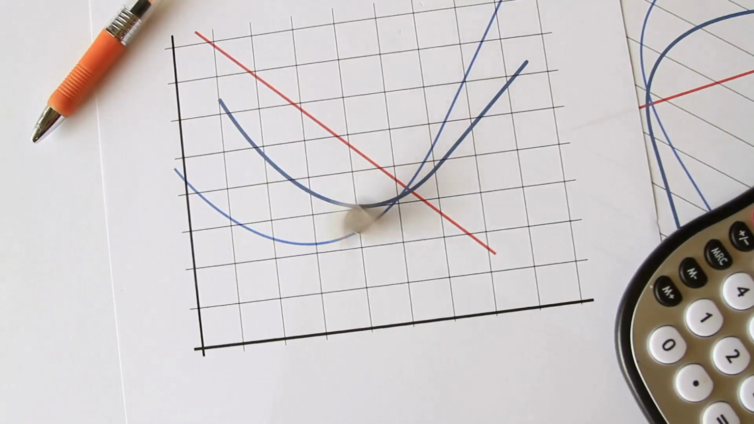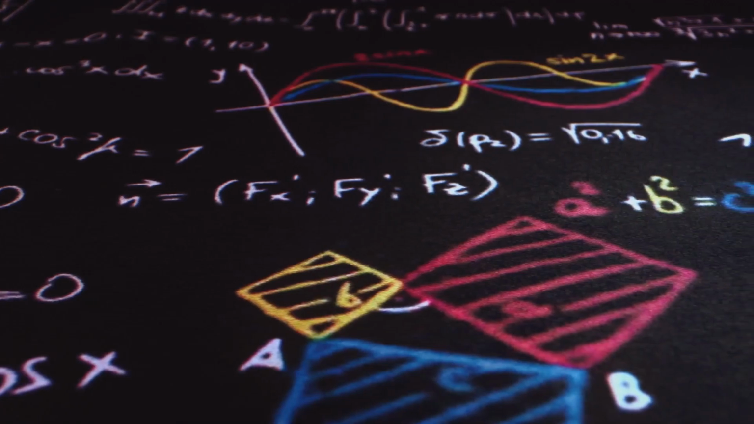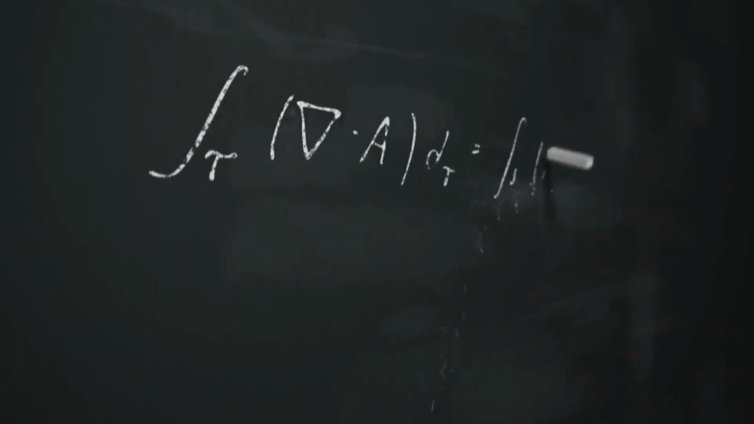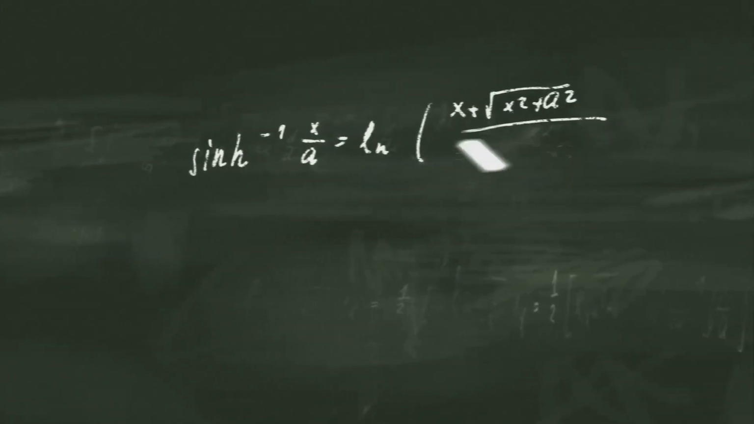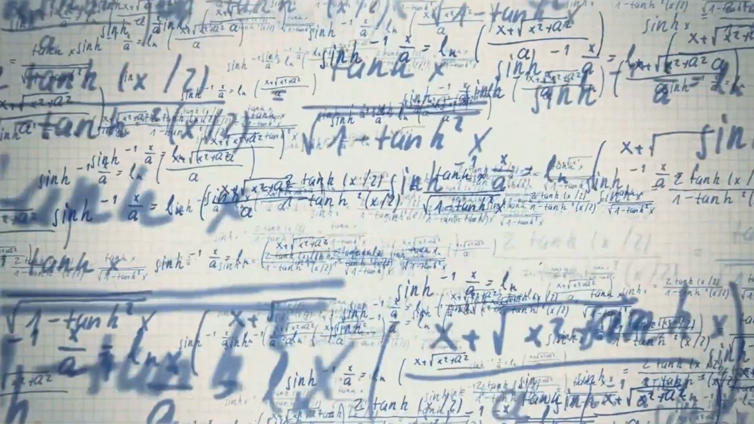First, shifting 4 units to the right. This transformation affects the x-coordinate of the function. To shift the graph of g of x equals x squared to the right by 4 units, we replace x with x minus 4. Therefore, the new function becomes g of x equals (x minus 4) squared.